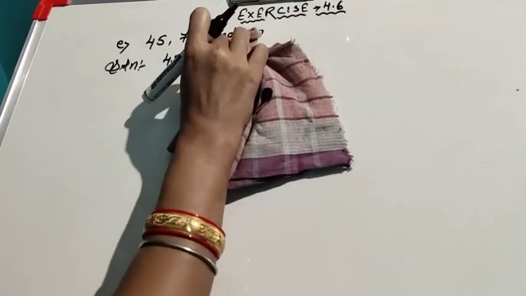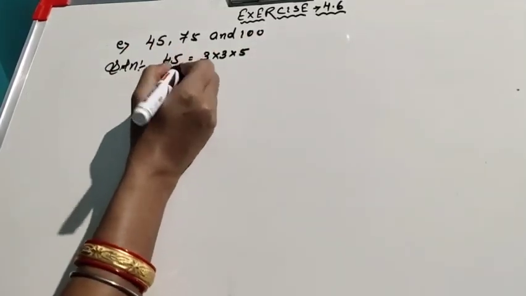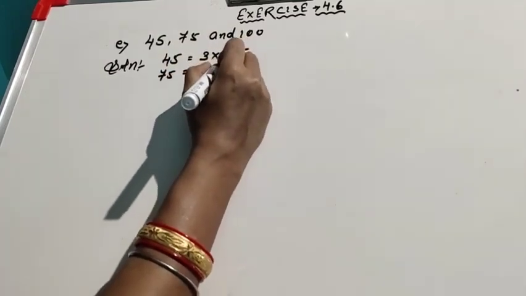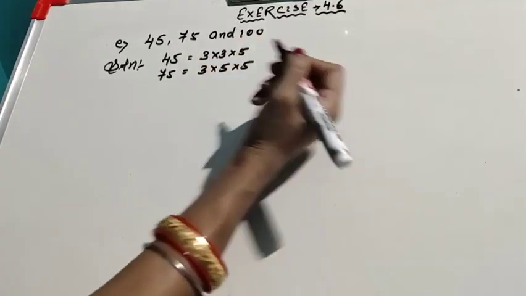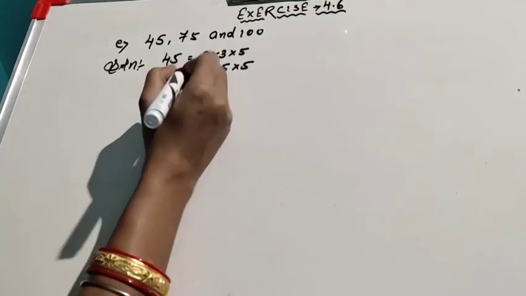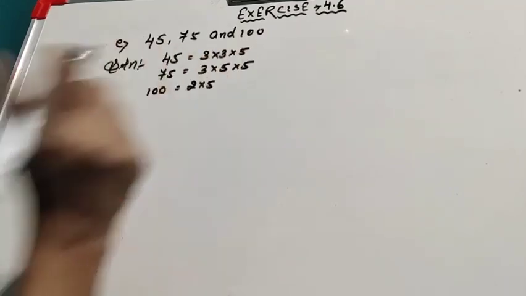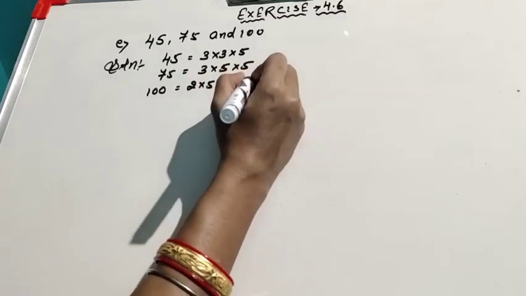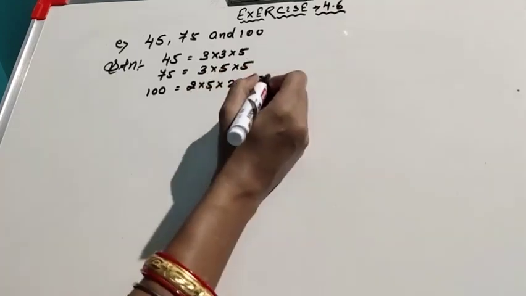Simply we will write 3 3s are 9, 9 5s are 45. Now 75: 3 5s are 15, 15 5s are 75. Now 100: 2 5s are 10, 10 2s are 20, 20 5s are 100. So 2 5s are 10, 10 2s are 20, 20 multiplied by 5 is 100.